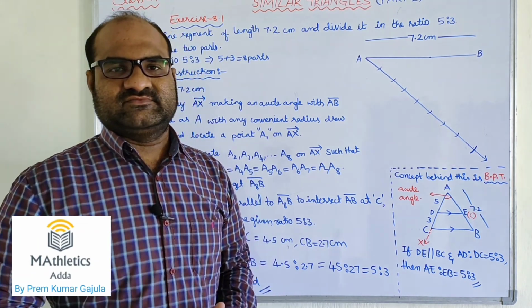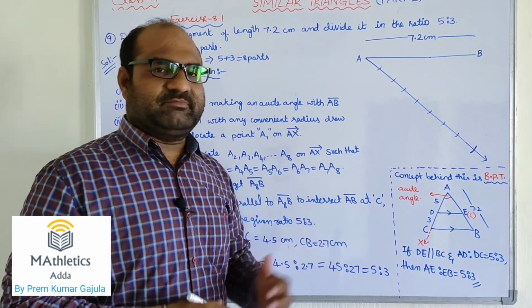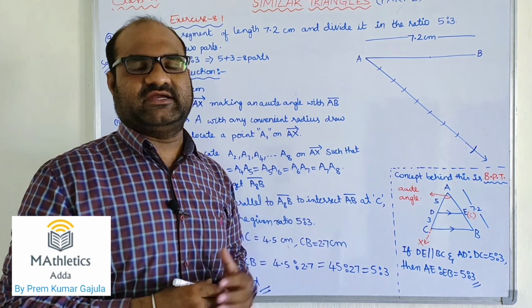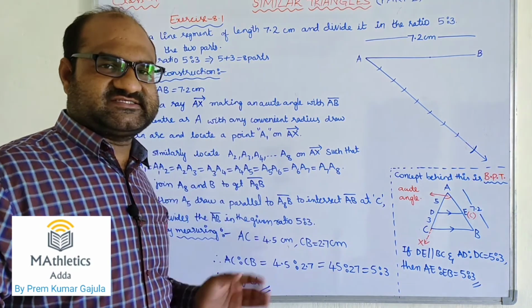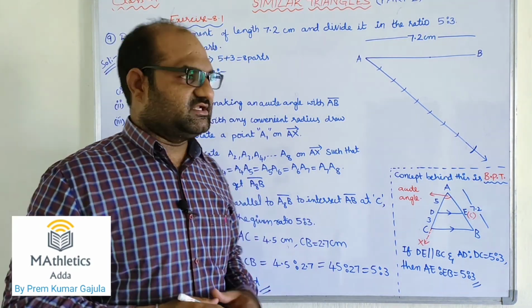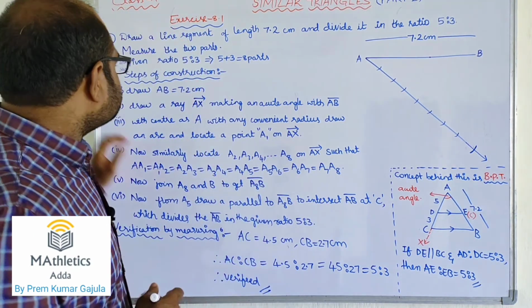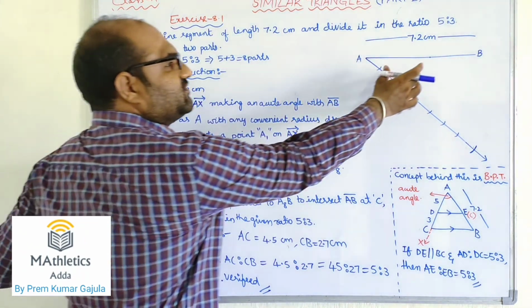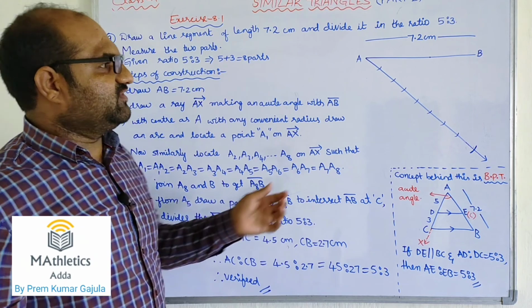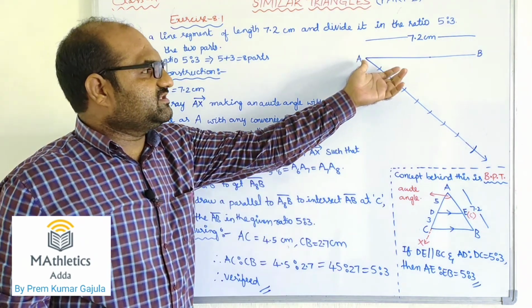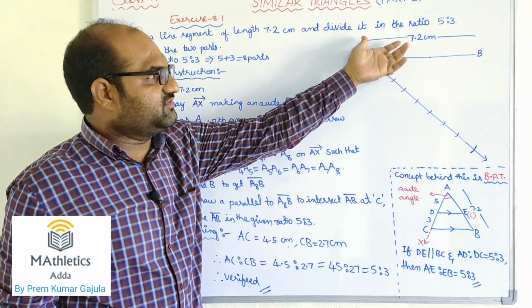But in this case, we use basic proportionality theorem concept to divide the given line segment in the given ratio. Okay. So I have already written the steps to avoid the time waste. So now let us start the steps. First of all, we have to draw an AB line segment of 7.2 centimeter. What is the first step? First of all, we have to draw the given line segment of given length, that is 7.2 centimeter.